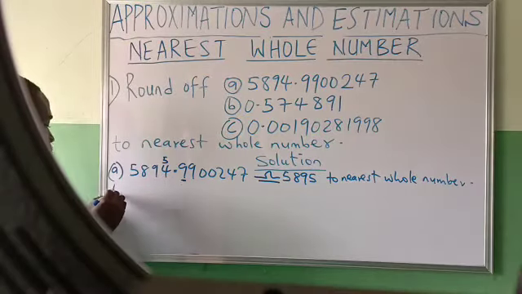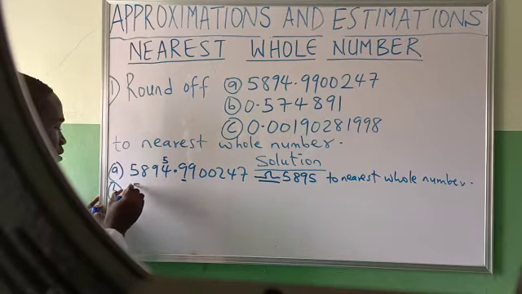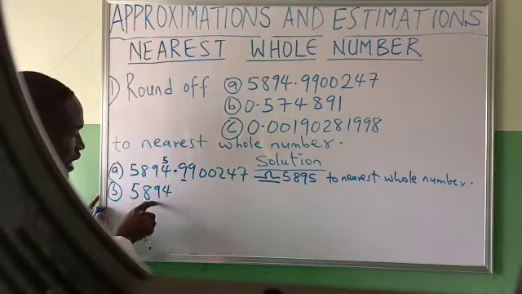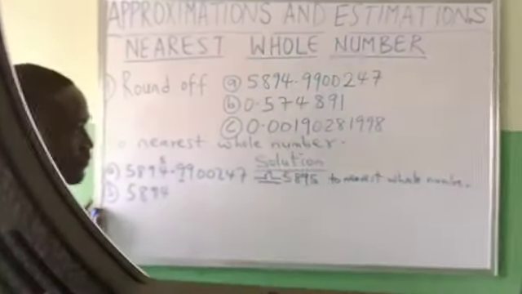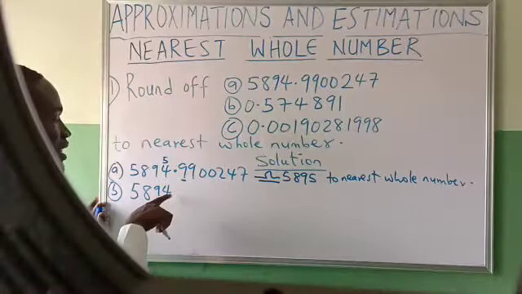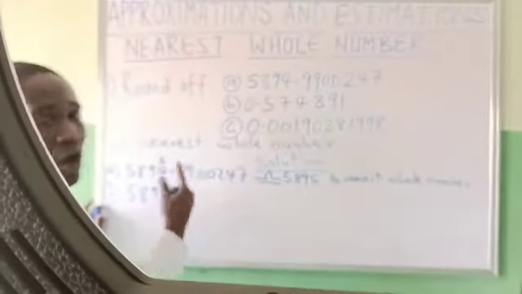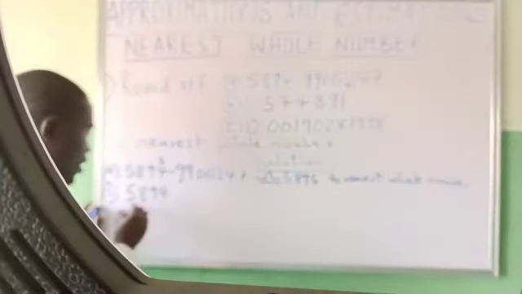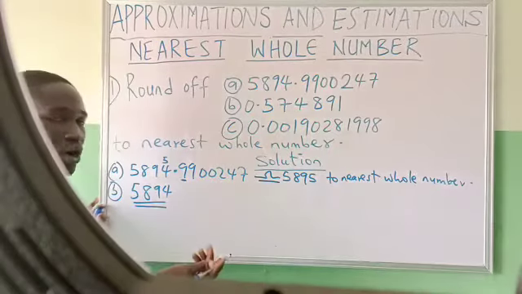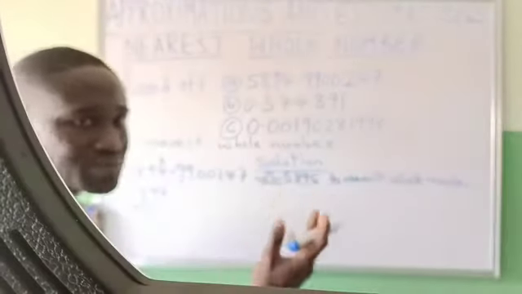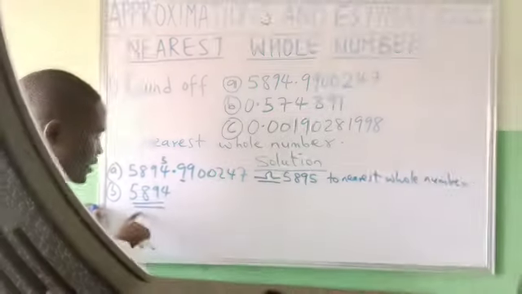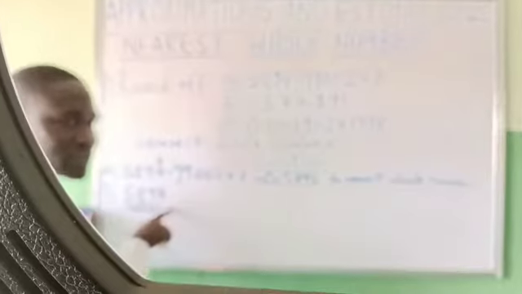That means when they ask me to approximate 5894, assuming they say approximate 5894 to the nearest whole number, the question is, does it have a visible decimal point? I will say no. This doesn't have a visible decimal point, so I will not do anything. I will tell them that this is the same answer because it does not have a visible decimal point. So the number stops here, or the answer remains this.